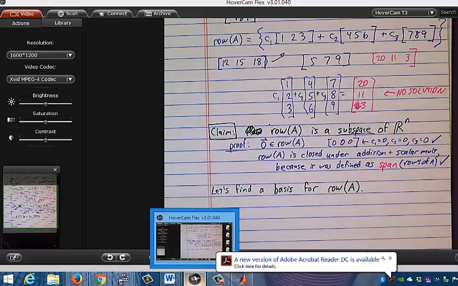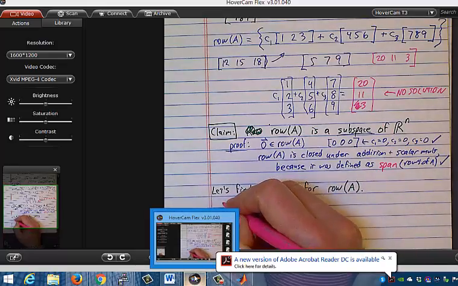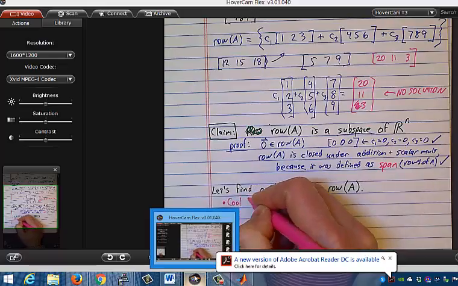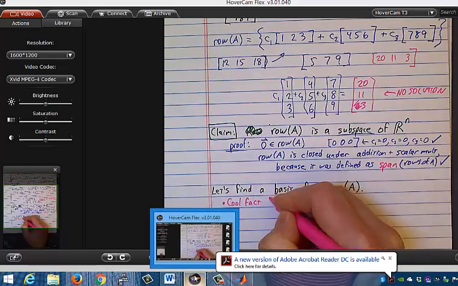Okay? So how do you do it? Well, this is where I'm going to use a cool fact from the reading. Cool fact, sometimes called a theorem.